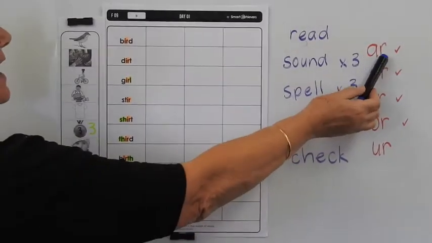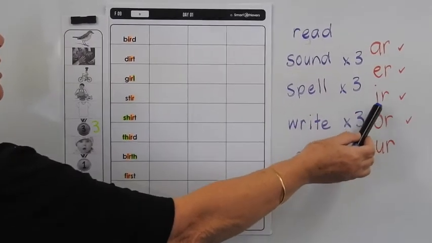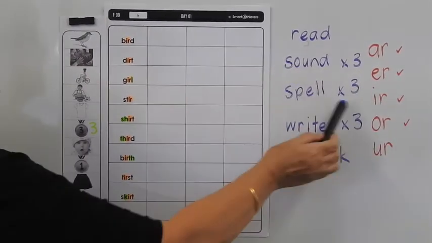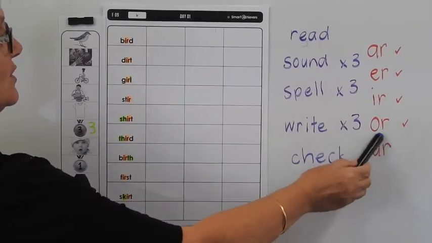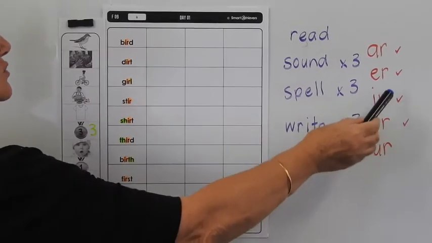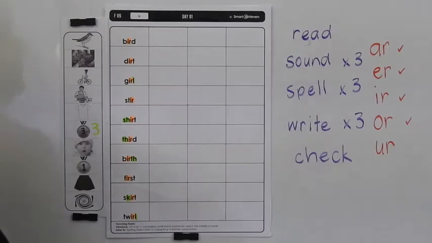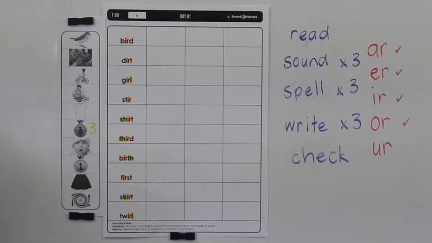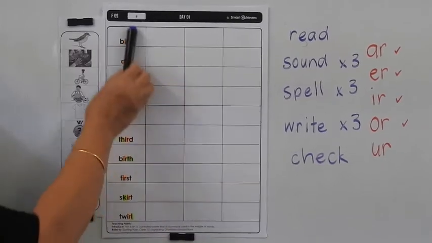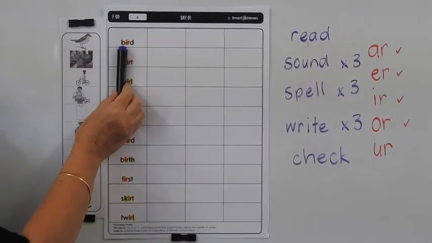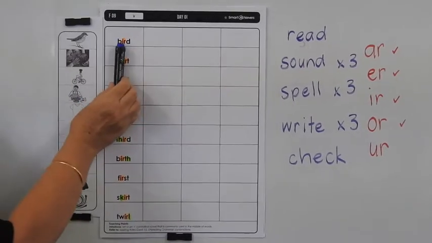You've learnt AR as in car, ER as in fern, IR we're learning now as in bird, and you've learnt OR like in corn. We haven't learnt this UR one. So the tricky thing is ER, IR and UR all say the same sound. So what you have to do is try and put all these words together in your brain so you remember that these are all the IR words.